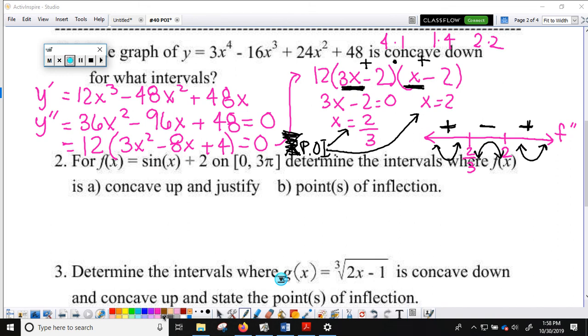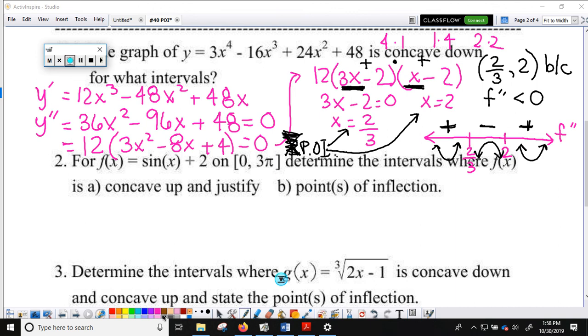The graph is concave down. We use parentheses with concavity. So concave down on (2/3, 2) because f double prime is less than 0. It's probably the easiest one to write down the answer to and justify because we're always using parentheses and the justification is just very straightforward.